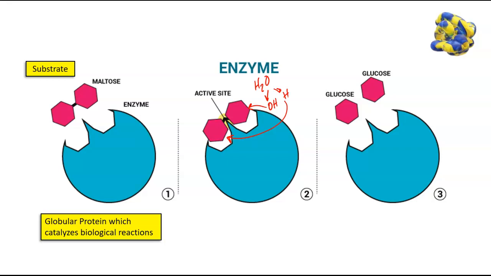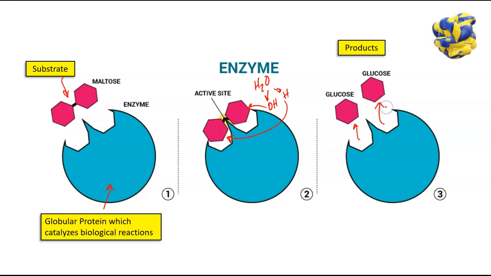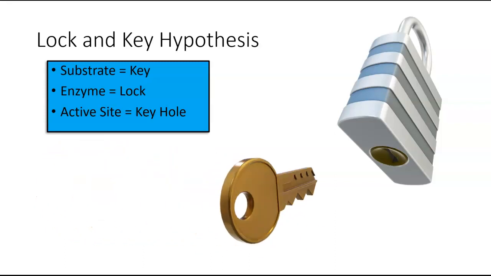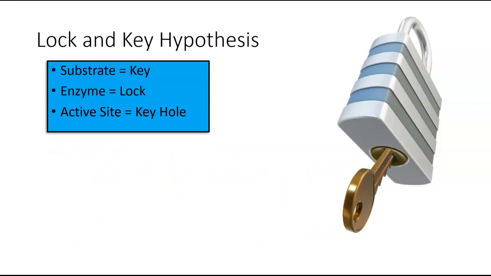Okay, globular protein which catalyzes biologic reaction, that is the enzyme. The substrate in this case is maltose. It is a disaccharide. The products that are released from this particular active site are going to be individual monosaccharides in this case, and they have a certain amount of specificity. And so what is a good way to understand this enzyme substrate specificity? And that is through the use of the lock and key hypothesis.